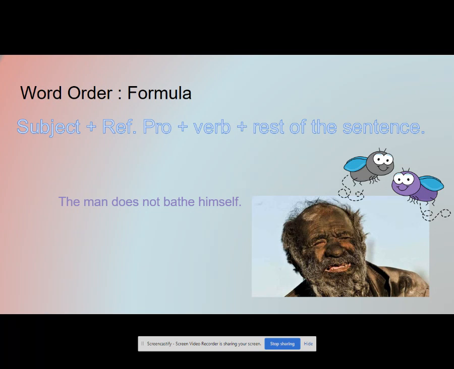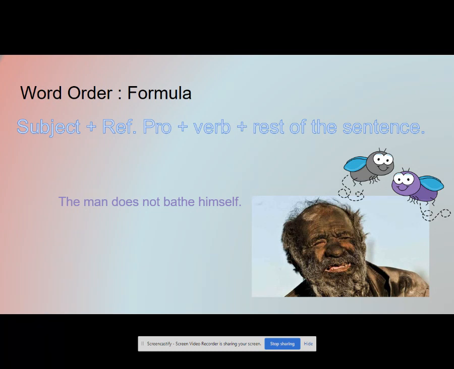Here's this example here. The man, clearly, the man does not bathe himself. The man is the subject of our sentence. Bathe himself is our reflexive verb and our reflexive pronoun. Again, the syntax is a little different from English to Spanish. And then we have our negative word here to state that he's not doing something to himself. But you notice that even in English, we do have that reflexive pronoun, himself. The man does not bathe himself.